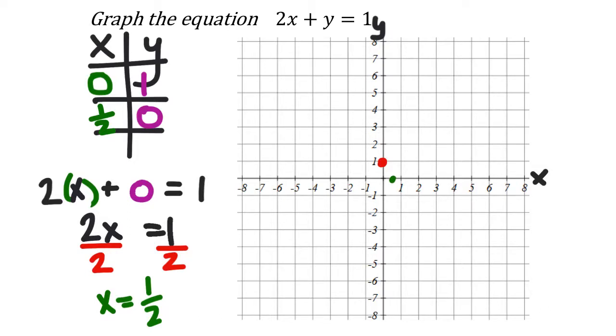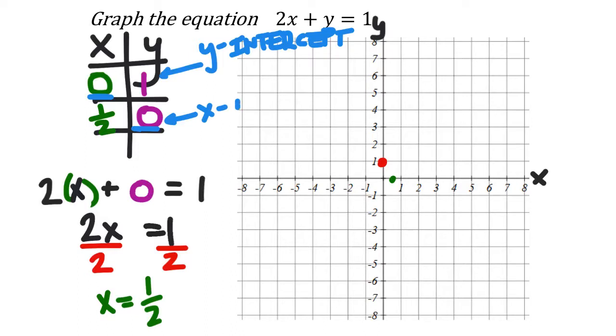Now, not that we have to memorize this right now, but this first one is called the y-intercept. And the reason it is called that is because it's where the line intercepts the y-axis. Y-intercept, okay? And all y-intercepts is where the x is 0. So for x-intercepts, it's where the y's are 0. So this one is also called the x-intercept.